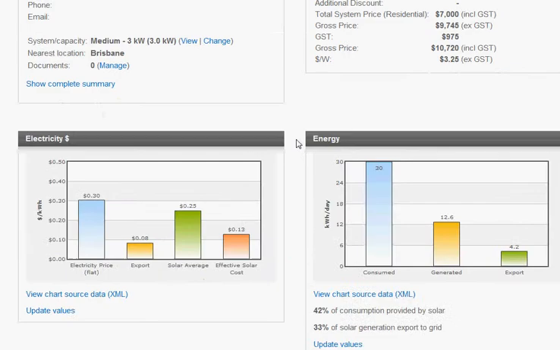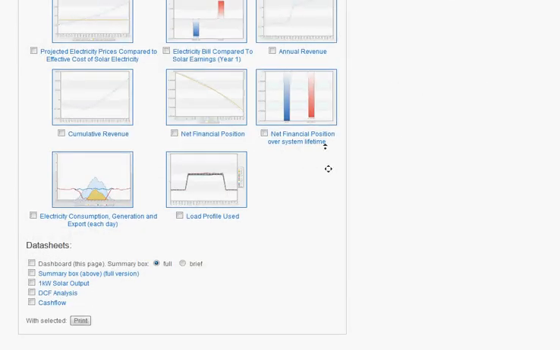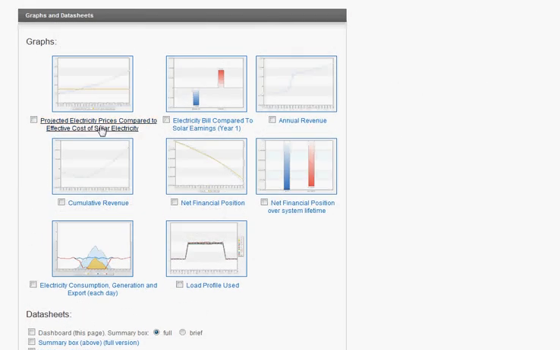Hello and welcome to the tutorial on PVsell graphs that are available from the dashboard. By clicking on any of these blue links here, you'll open up a graph that conveys information about your system.